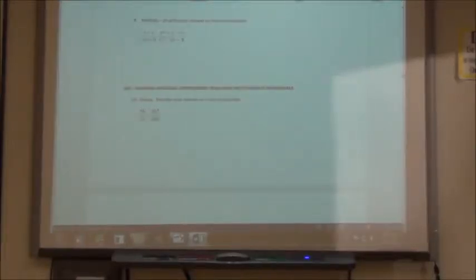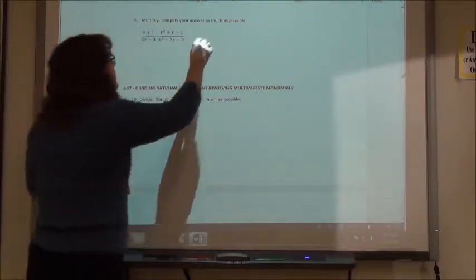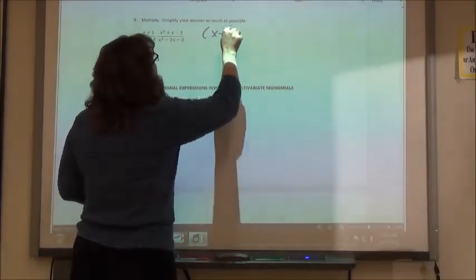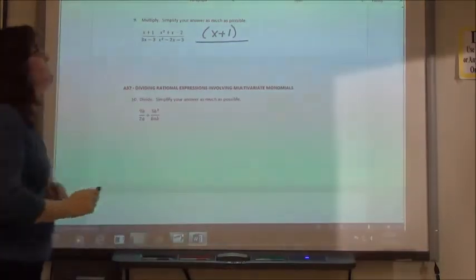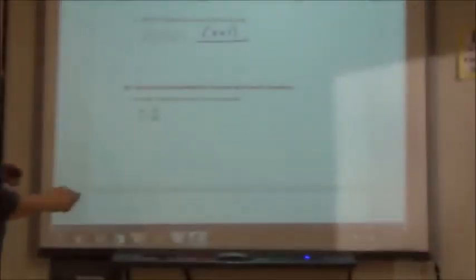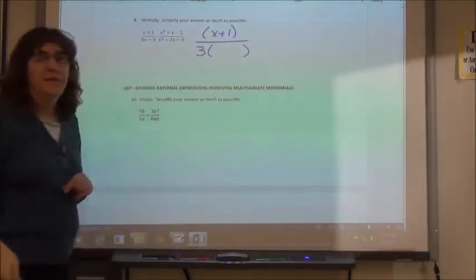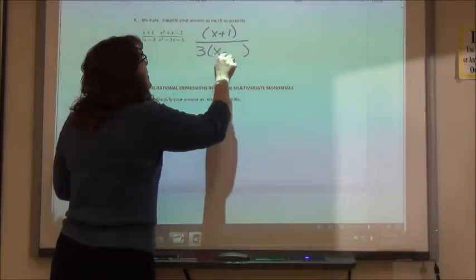So on that first fraction, what did you do with that first fraction? Just left the top alone. Left the top alone as x plus 1. And took a 3 out of the bottom. So you got 3 times x minus 1. x minus 1, exactly.